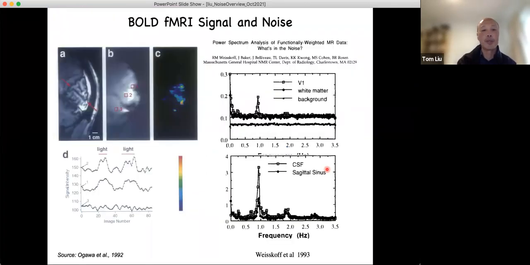So just to remind everyone, it's been more than 20 years since the first fMRI in humans was performed. This is a figure from Ogawa's paper in 1992. Obviously, there were three main groups that found that. And it wasn't too long before Weisskopf and others in 1993 started pointing out that a lot of the fMRI signal looked like it was noise. In this case, it was at the frequency of cardiac pulsation. So there's been a very long history of noise in fMRI.